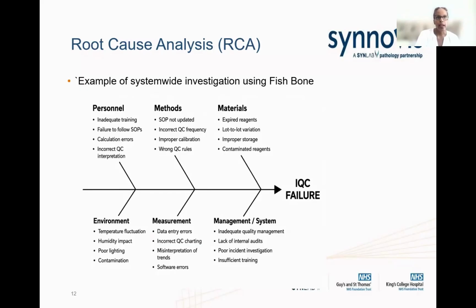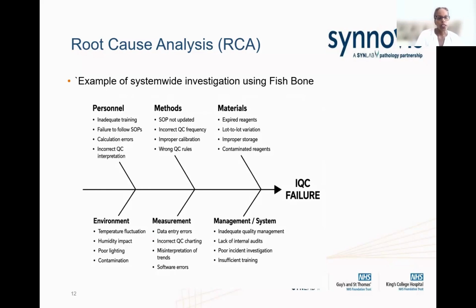And then personnel, in terms of inadequate training. Are the staff trained in how to troubleshoot? Do they understand the human factors associated with it? Do they understand all of these things that could contribute to a failure of the QC and how to investigate that? Can they follow the SOP? Is it clear, as we said, and concise, so that it is easy for staff to follow?